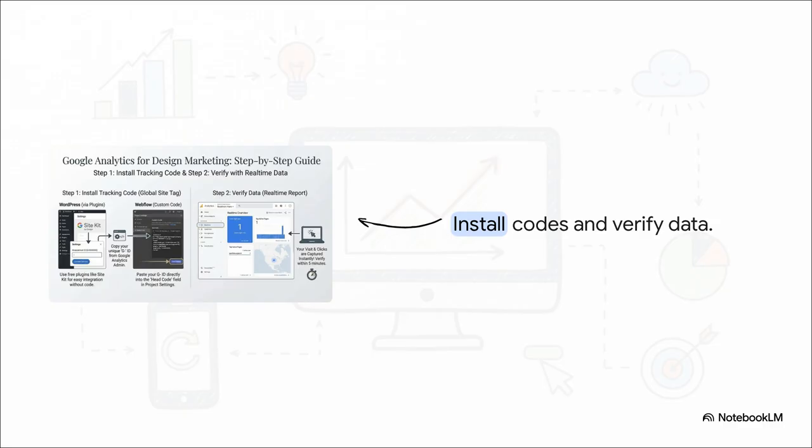Just think of your G-ID as your shop's unique digital address. You simply grab it from your Google Analytics admin panel and plug it in. If you're using WordPress, there are free, no-code plugins like Site Kit that do all the heavy lifting for you. Or if you use Webflow, you literally just paste it right into the custom code section.